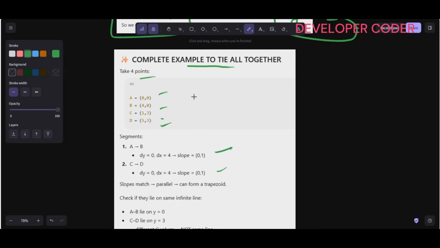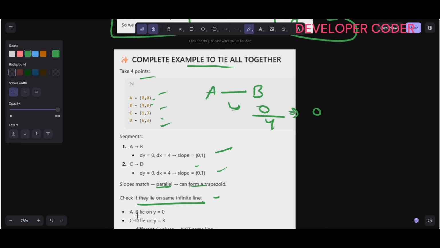So a to b, right? So how we do? y2 minus y1 and x2 minus x1, 0 divided by 4. So you are going to get what? 0 only, right? Clear? And here also you are going to get 0 only, right? Slopes are matching, parallel, they can form a trapezoid, right? Okay, but we have to check if they lie on the same infinite line or not. That's what we need to check.